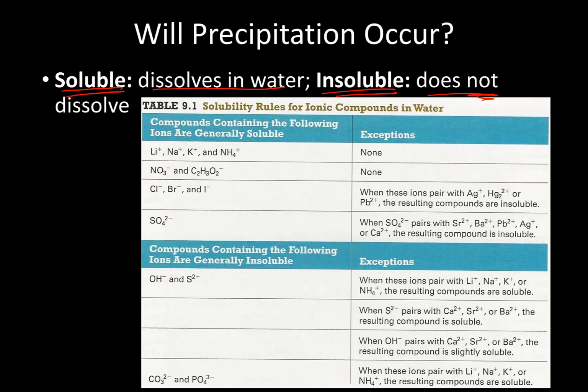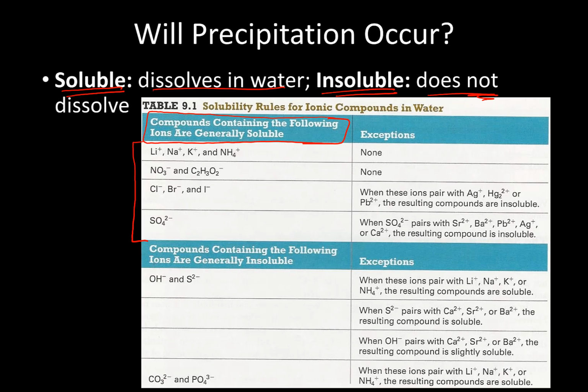Something that's insoluble precipitates. It forms a solid on the bottom of the beaker, just like that barium chromate did in the example on the previous slide. So here are the solubility rules. So this first part is under this heading: compounds containing the following ions are generally soluble.